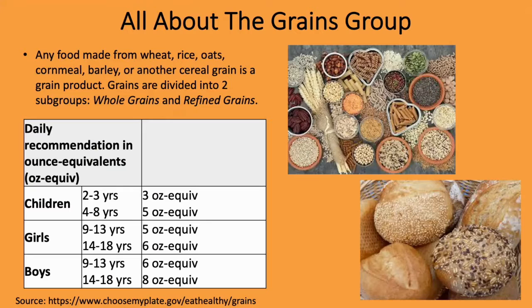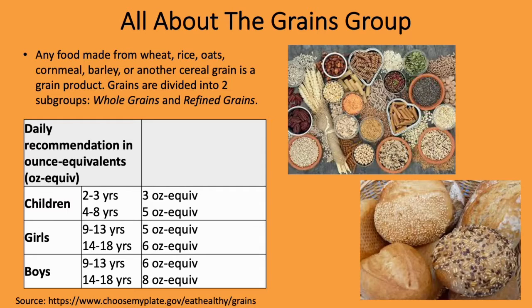Thanks. Let's talk about the grains group. What foods are in the grains group? Any food made from wheat, rice, oats, cornmeal, barley, or any other cereal grain is a grain product. Bread, pasta, breakfast cereals, grits, and tortillas are all examples of grain products. Foods such as popcorn, rice, and oatmeal are also included in the grains group.